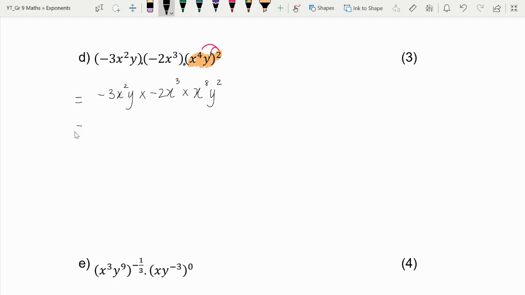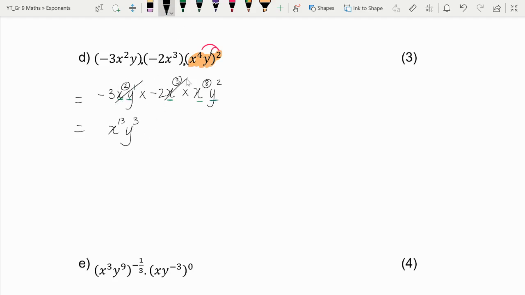Okay, great. Now let's go look for some bases that are the same. I've got bases of x, and our law of exponents says that when our bases are the same and we are multiplying, we can add the exponents. So for x, it would be 2 plus 3 plus 8. That should be 13. And then the same for our base of y, and for y, there's just a 1. So it would be 1 plus 2, which is just 3.